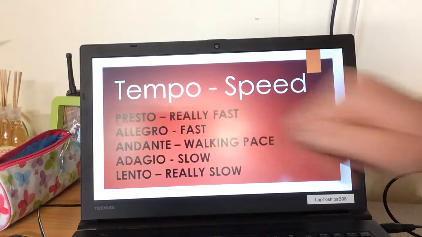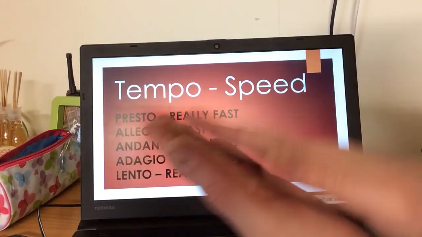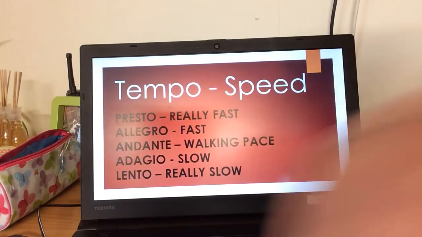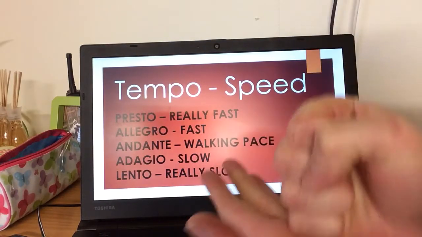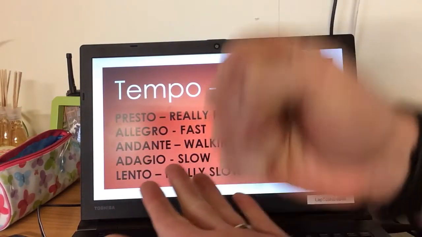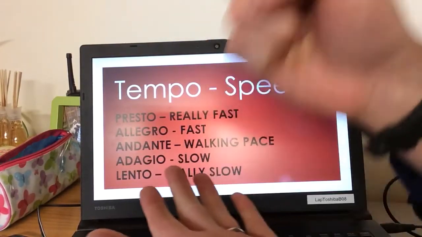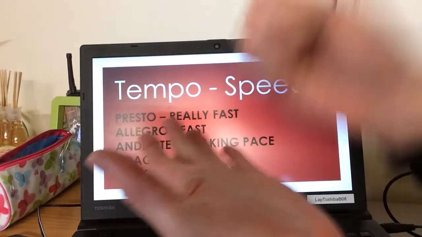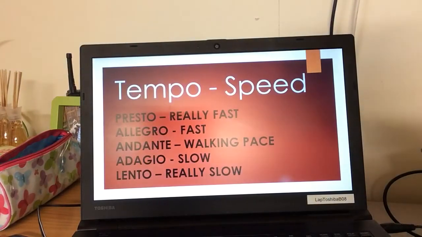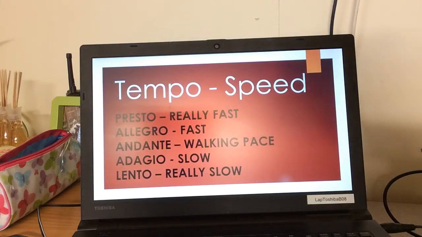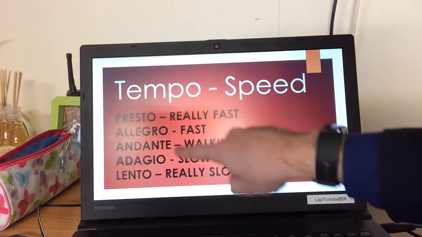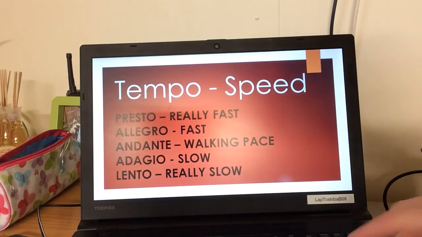So the first one is presto, really fast, allegro, fast, andante, walking pace, adagio, slow, and lento, really slow. So the tempo is that pulse of the music. It's not necessarily how fast somebody's playing, it's that internal pulse, that speed, that sort of drumbeat of the music. Dunk, dunk, dunk, dunk, dunk, dunk. So that is the pulse, and that's the speed. So you're looking at that to define which one of these it is. So again, once you've heard it, you'll be able to sort of roughly work out which one you think it is, and we can do a vote, and then I'll be able to show you on the next slide which one I think it is.